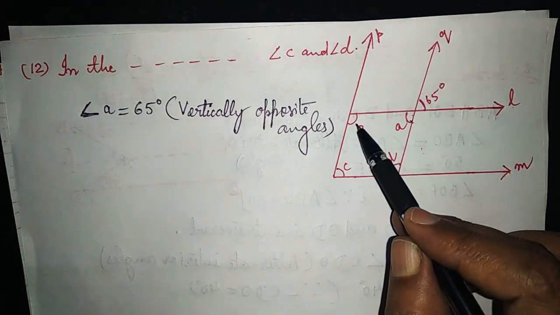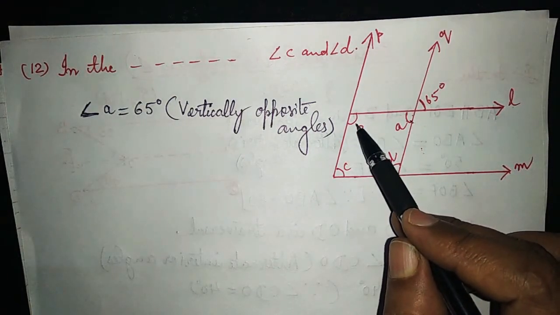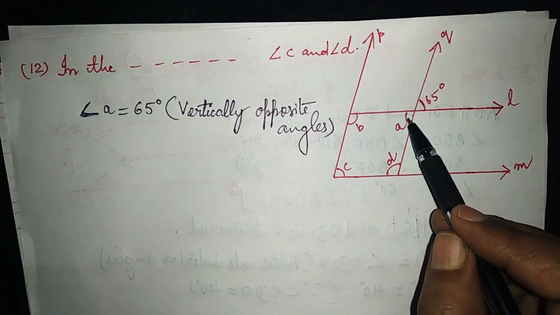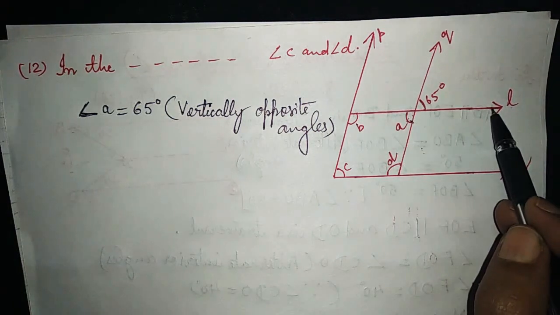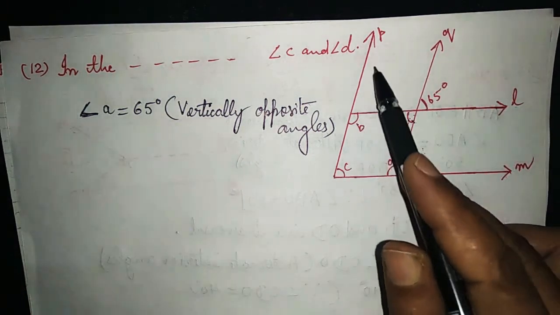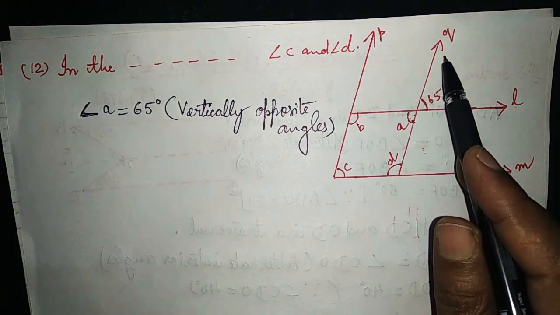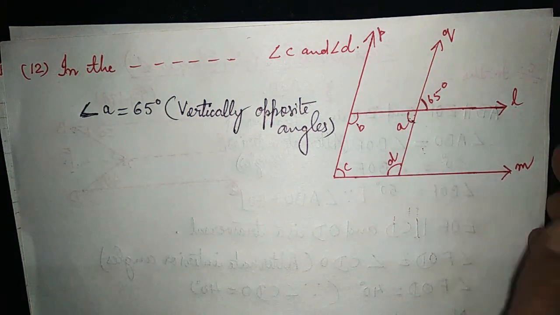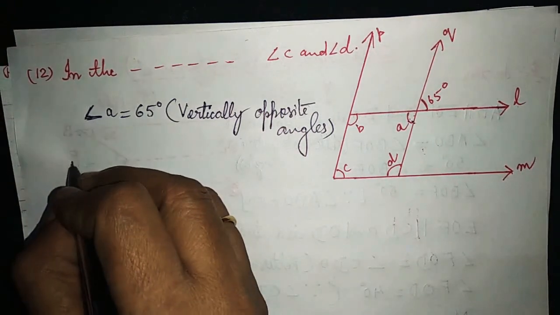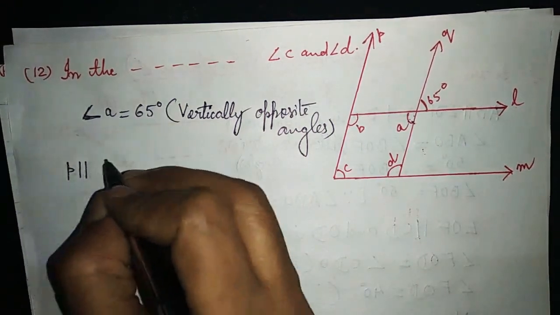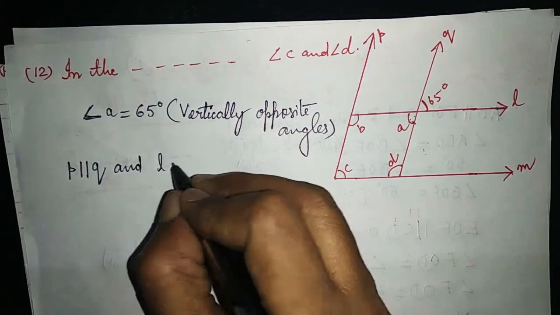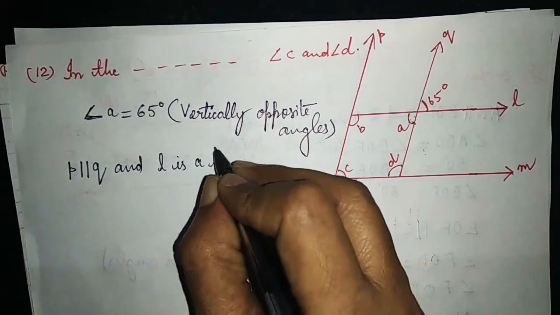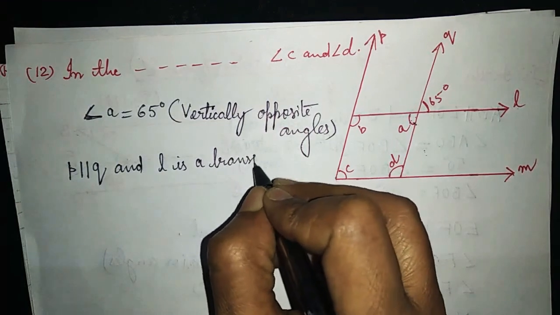are co-interior angles, when we take this line as a transversal line, and lines P and Q we take as parallel lines. So here we will write P is parallel to Q and L is a transversal.